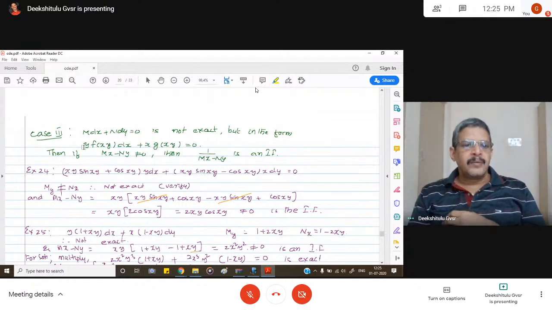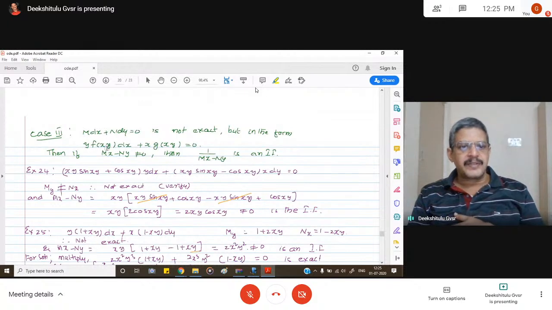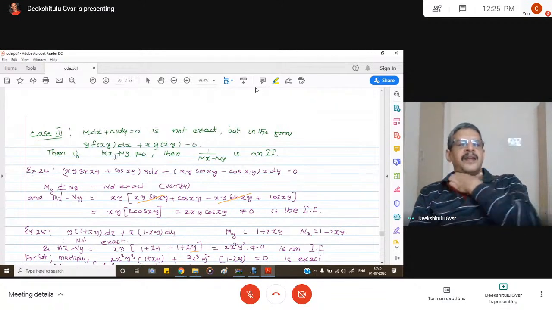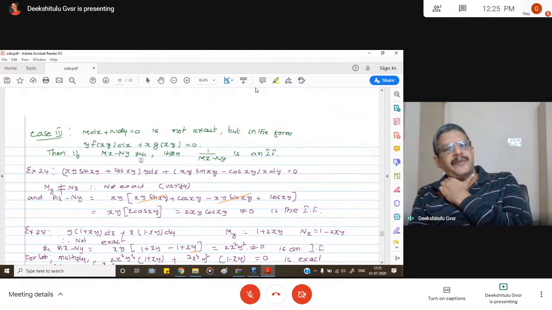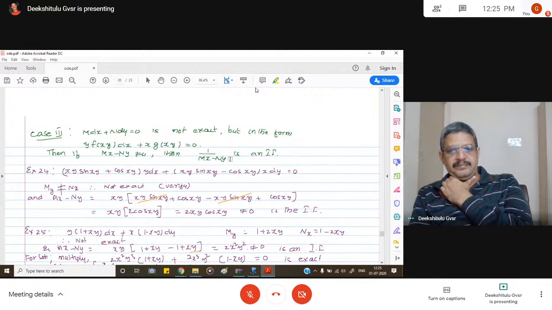So y into f of xy dx and x into g of xy dy is equal to 0. Then if Mx minus Ny is different from 0, then the integrating factor is 1 by Mx minus Ny. Let us see the example here.